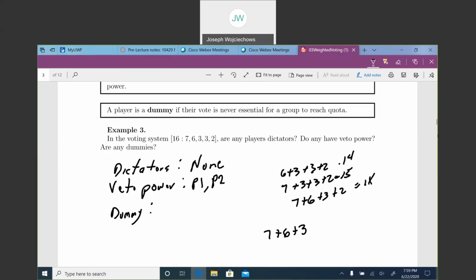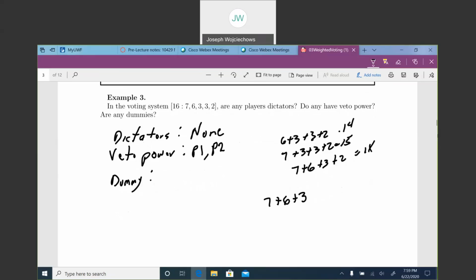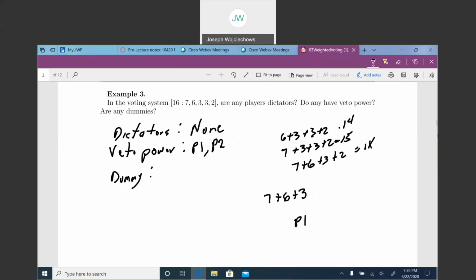However, let's look at player 1, which is 7, and player 2, which is 6, and player 5, which is 2. That does not pass. So in order for it to pass, we have to have either player 3 or player 4. And if we have player 3 or 4, player 5 doesn't matter either way. So player 5's vote does not matter, whether they vote yay or nay.